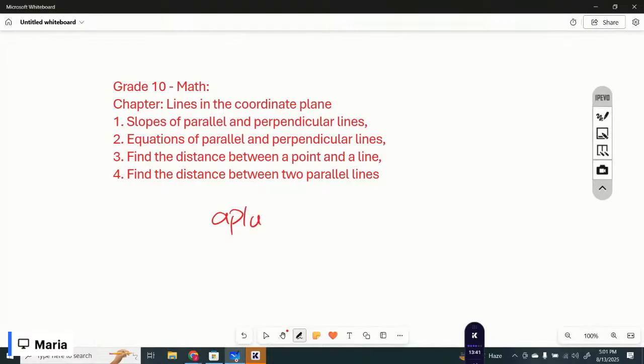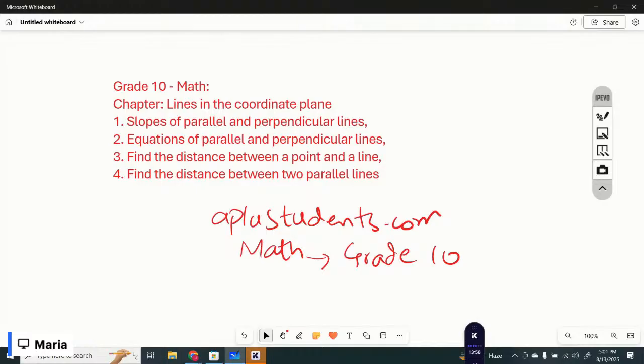You have to log in there using your email address and password as provided by the administrator. Then you have to select math from the subject tab. Scroll down to grade 10 math and then click on view all lessons. There you can find the rest of the chapters.